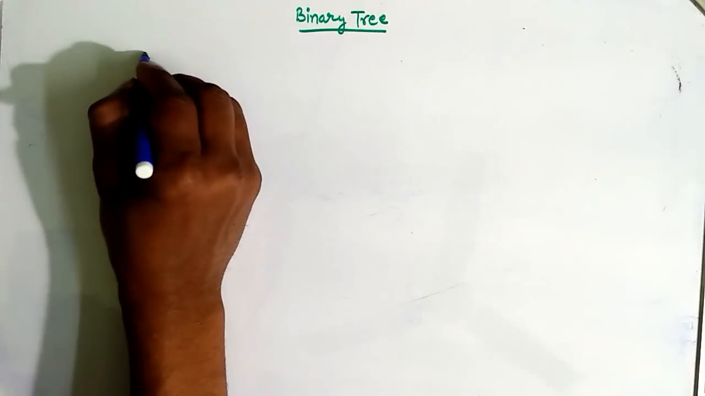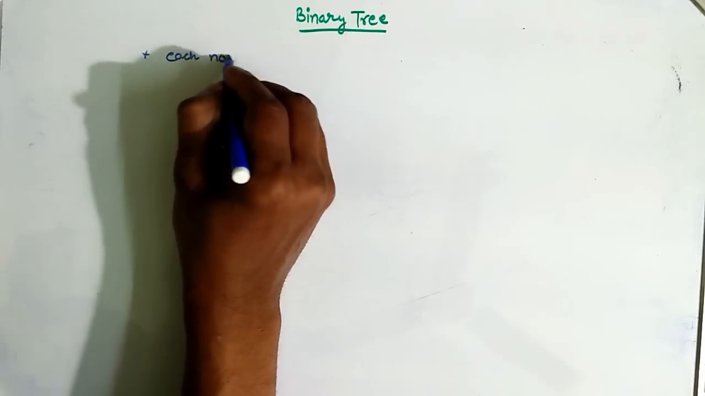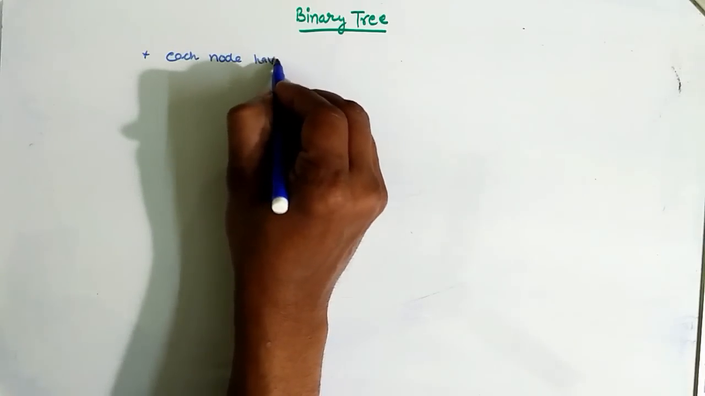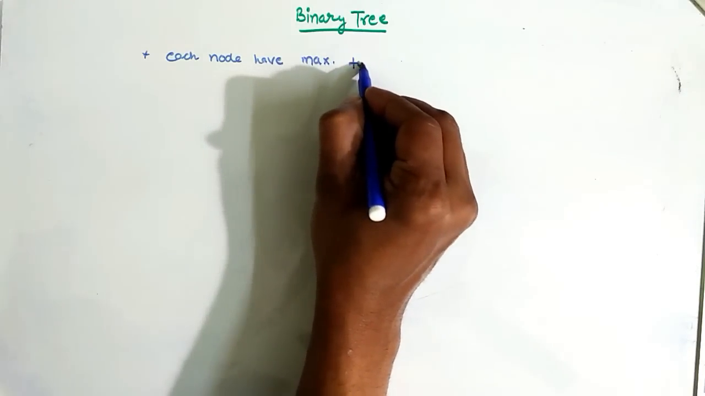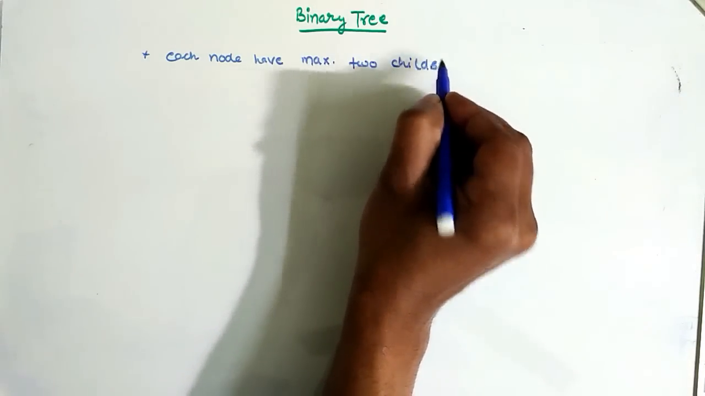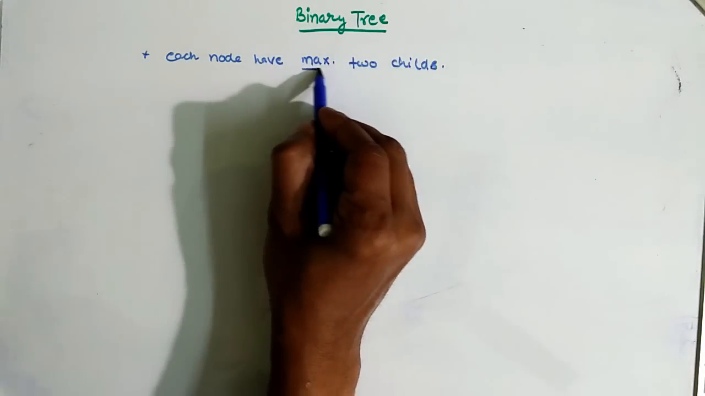So I just write down the point. Each node in a binary tree have maximum 2 childs. So it contains maximum 2 childs.